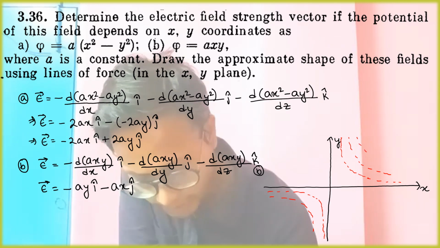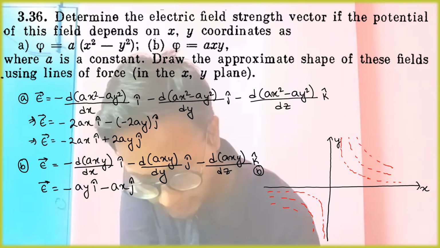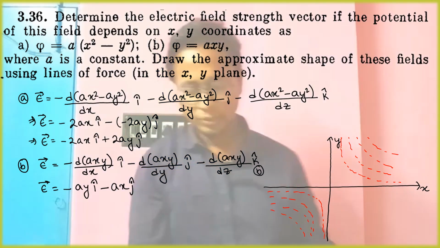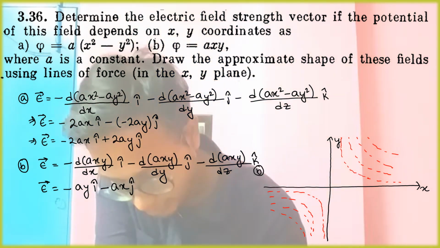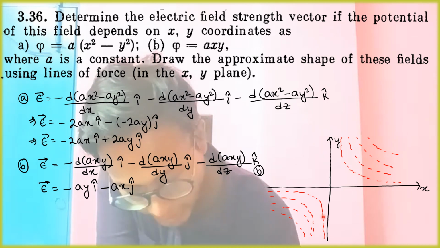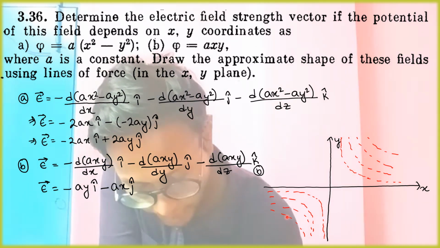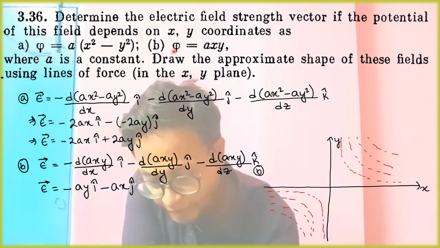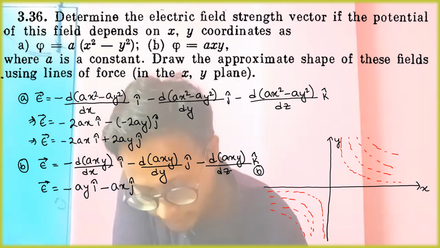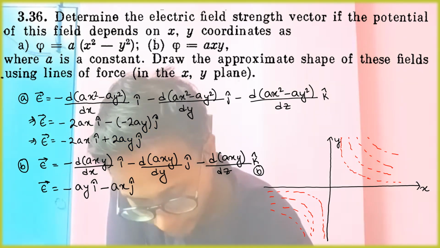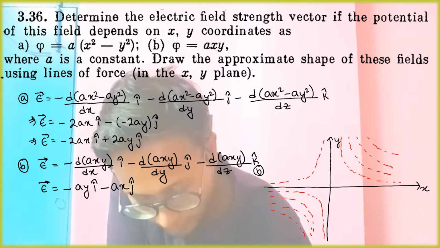Potential equal to 3, this line and this line. Potential equal to 4, this line and this line. So I can say that these are lower values of potential, and as I go farther away, these are higher values of potential. Similarly, if V is negative, suppose potential is negative, then at a very low magnitude of V, it would form this line and this line.